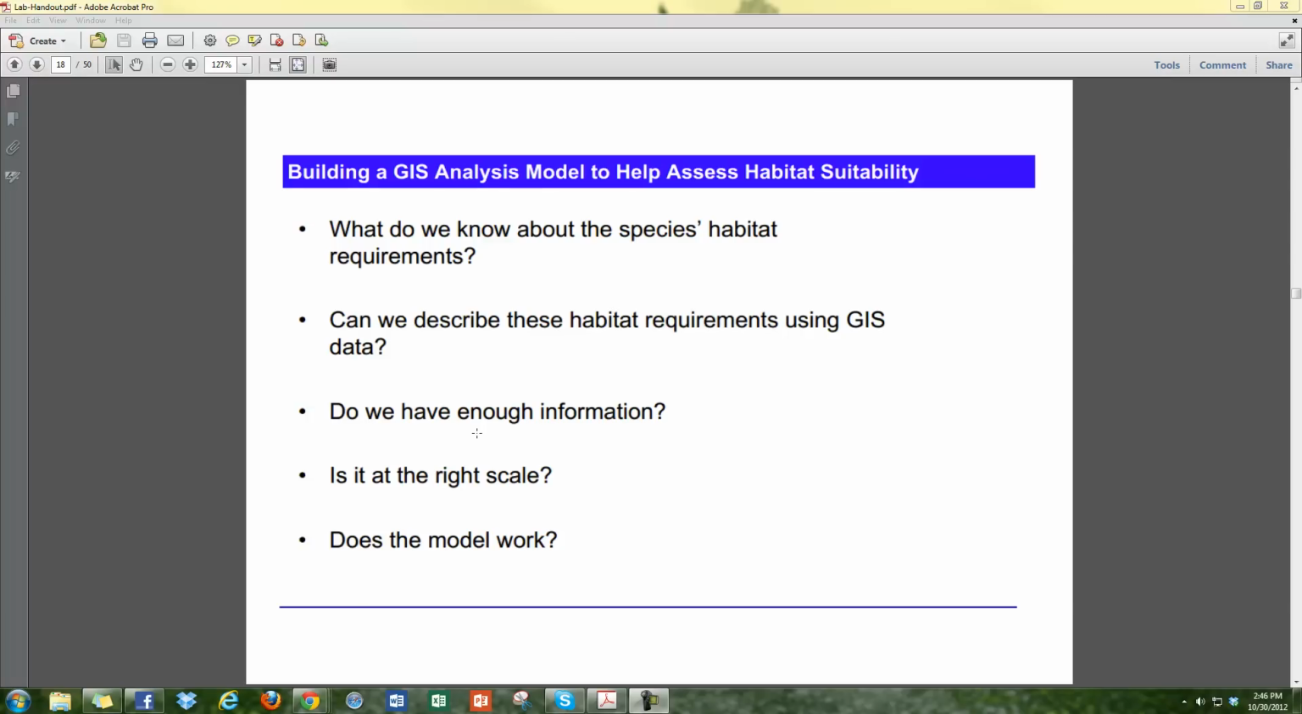If that information hasn't been collected, then we might not be able to even do this model. Is it the right scale? Is it high enough resolution for us to make meaningful models? And then, does the model work? Maybe some kind of field verification to test.